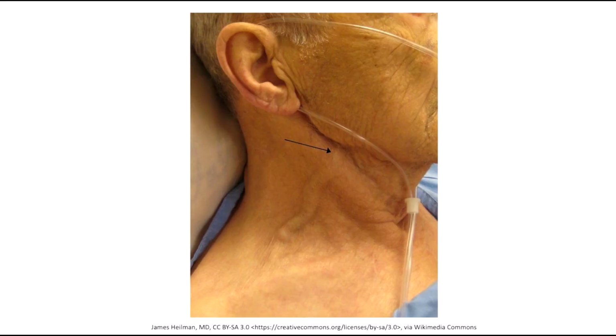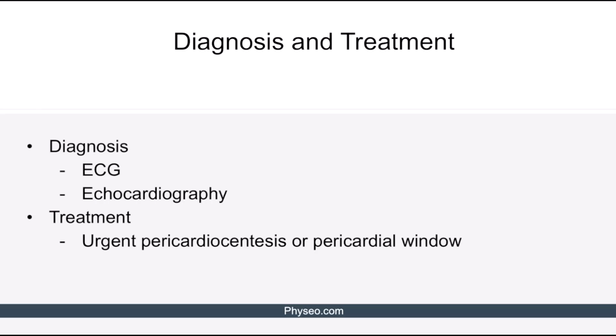Now here's an image of distended neck veins that can be seen in a patient with cardiac tamponade. So how do you actually diagnose and treat this? Well, the diagnosis of cardiac tamponade is based largely on those clinical features. So Beck's triad plus pulsus paradoxus. And then you can support that with ECG or echocardiography.